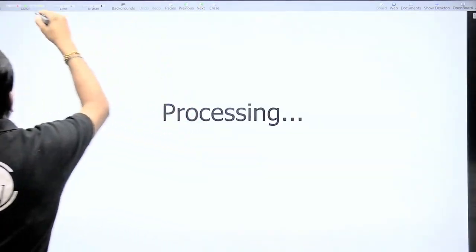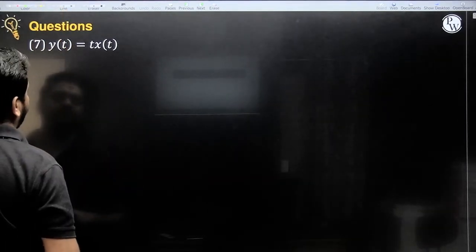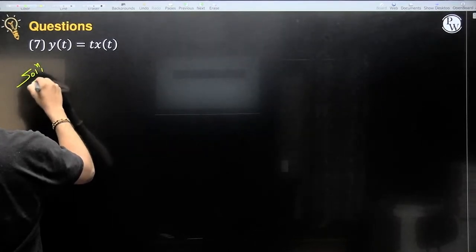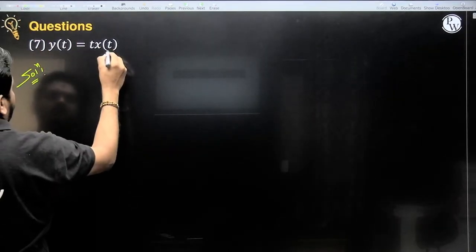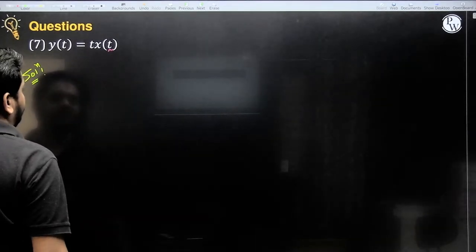Now next, question number 7. y of t equal to t into x of t. Tell me whether this is causal or non-causal. Of course, no operation is performed on t. That's why you can say it is causal only.